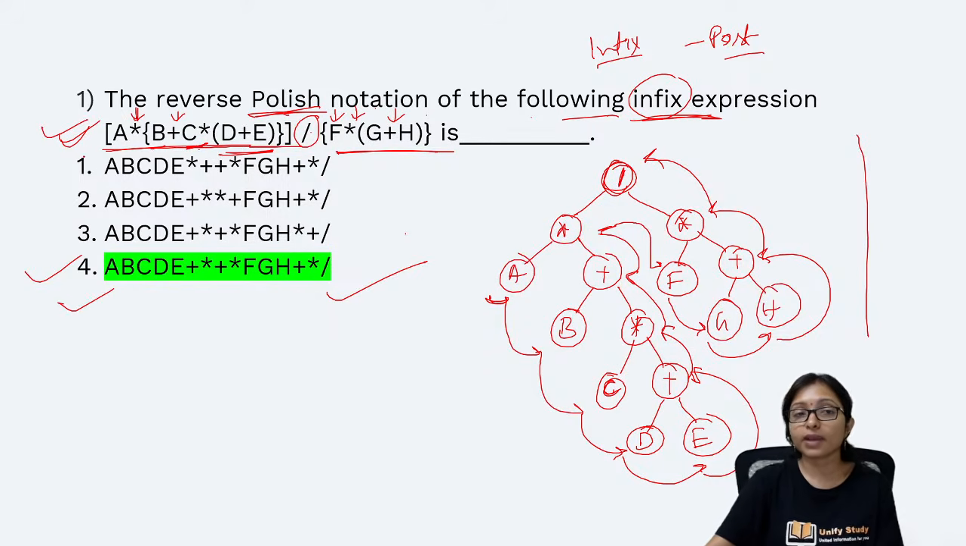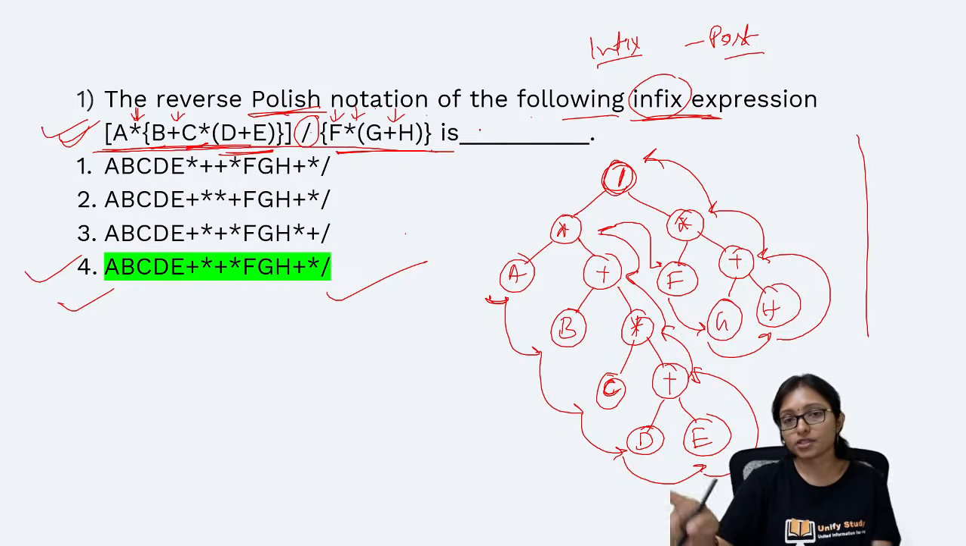Sometimes brackets will not be given, so you need to put the brackets. Try to put the brackets and then do the answer.